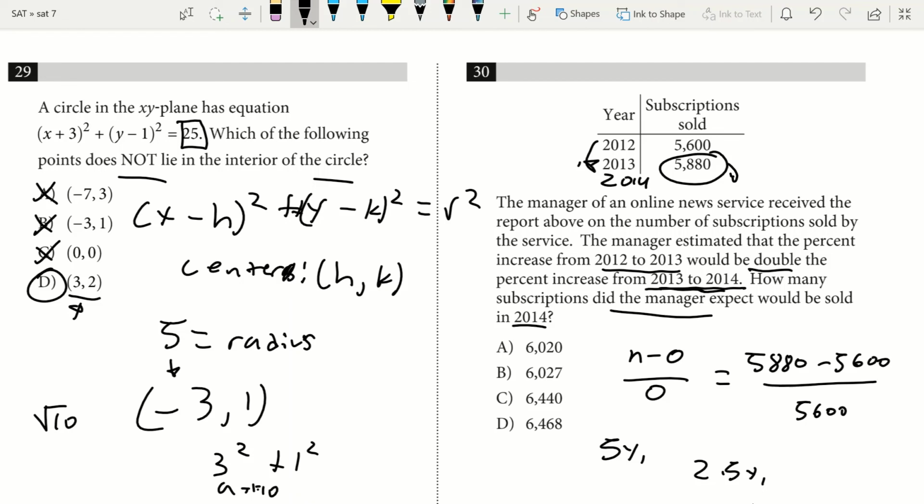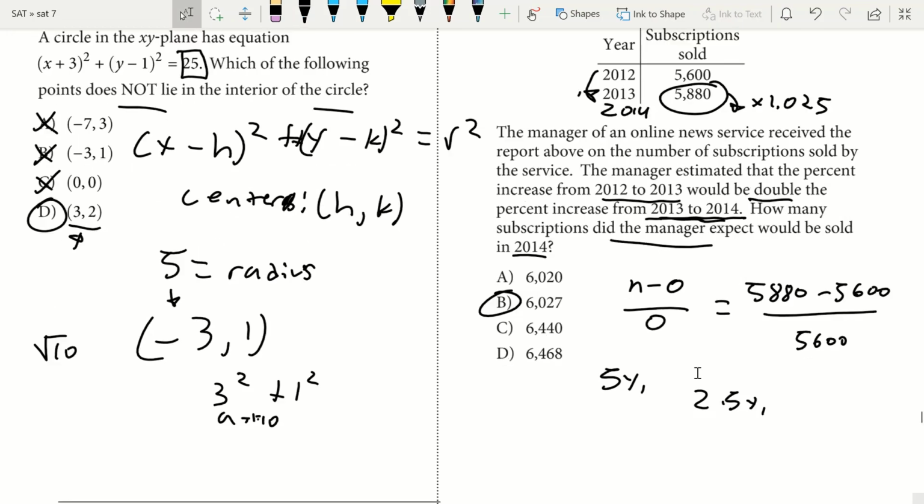So we're going to increase by 2.5%, which is the same as multiplying by 1.025. So we take that 5880 and we multiply it by 1.025, and we're going to get 6027, which is answer choice B. All right, now we can go ahead and move on to the written portion.